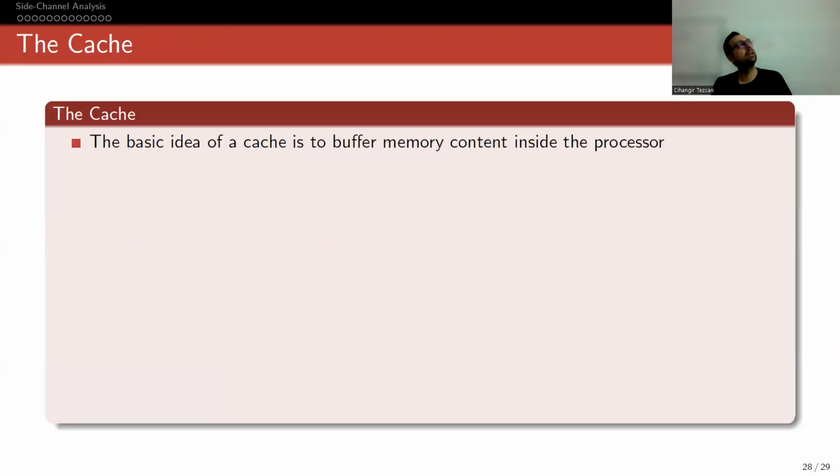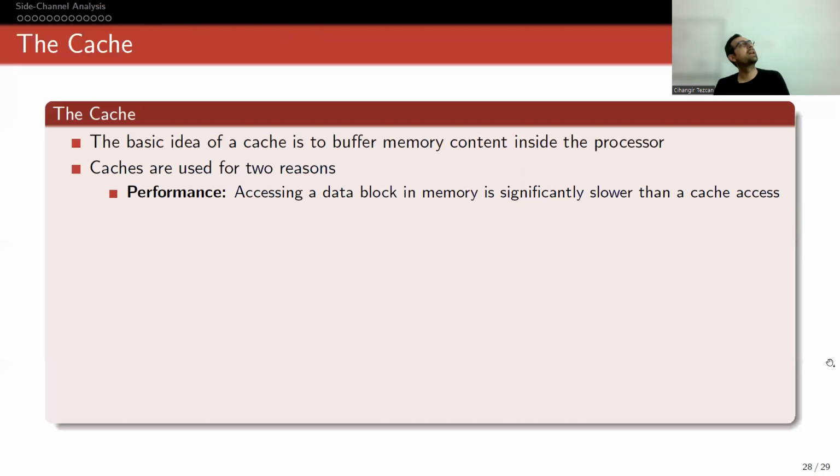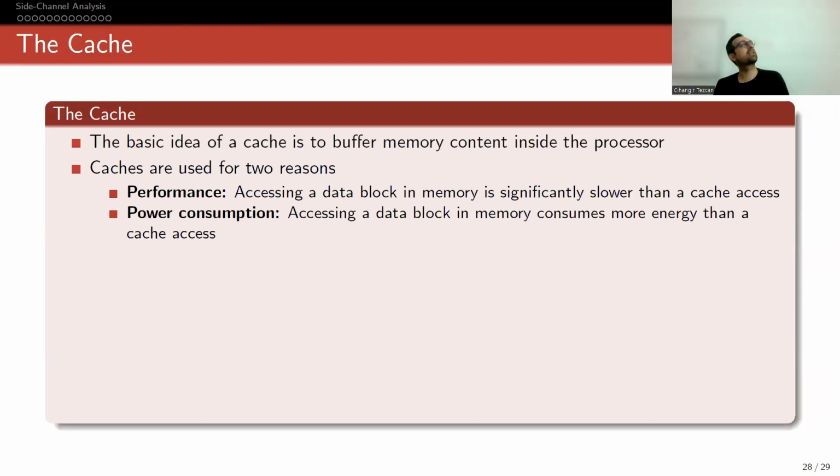Okay. So I briefly mentioned cache, so let's focus on it more. The basic idea of a cache is to buffer memory content inside the processor. A cache is actually next to the CPU, but memory is kind of far away, so it takes some time to communicate with the memory and bring some data from there. So caches are used for two reasons: performance, since accessing a data block in memory is significantly slower than a cache access; and power consumption, since accessing a data block in memory consumes more energy than a cache access.